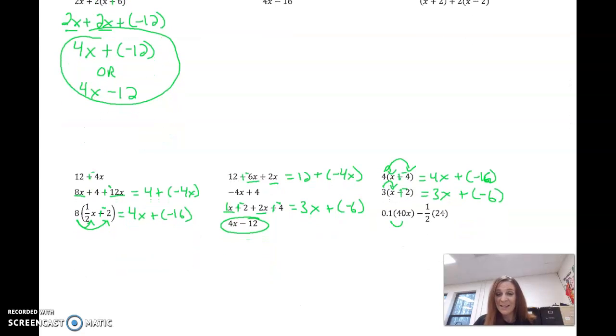And finally, this is a tenth. We're going to talk about that later. A tenth of 40 is just 4. 4x. If I make that a negative 1/2, it would be plus half of 24 is 12, so a negative 12. Ooh, that one's also the same, isn't it? Okay, so we get a couple of them that are the same.